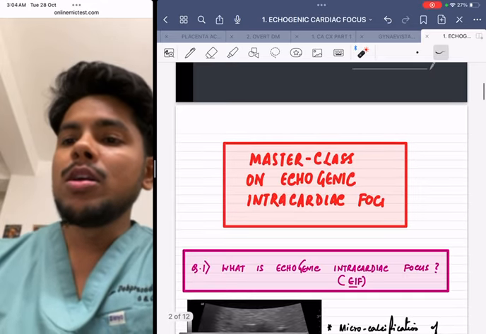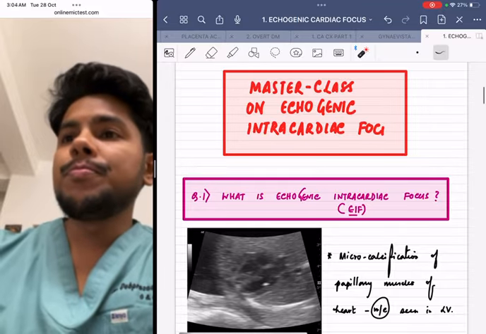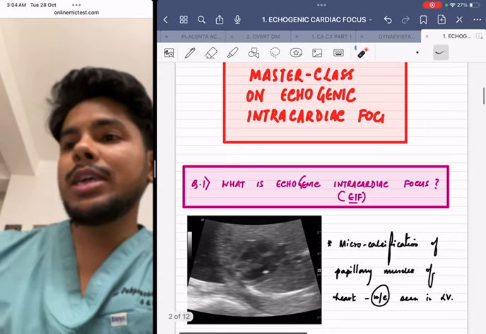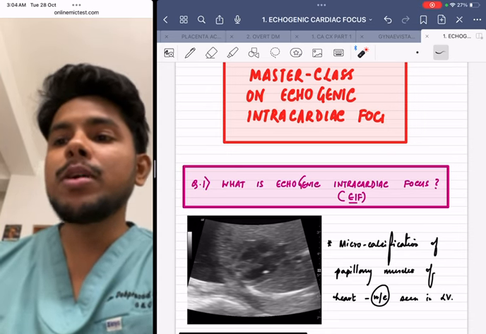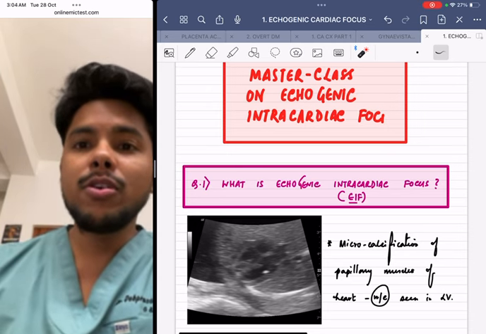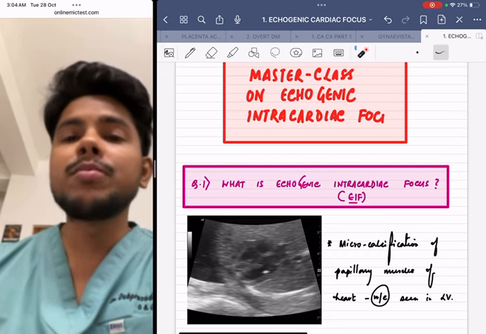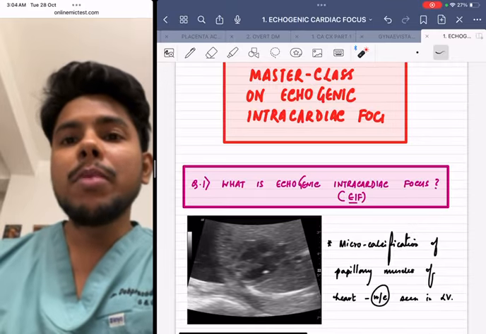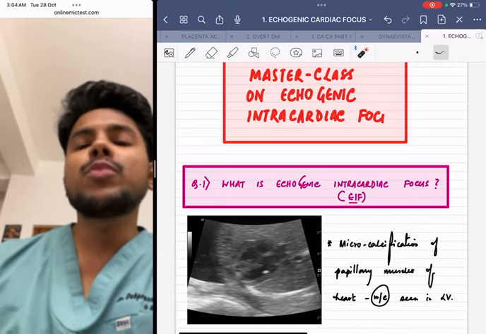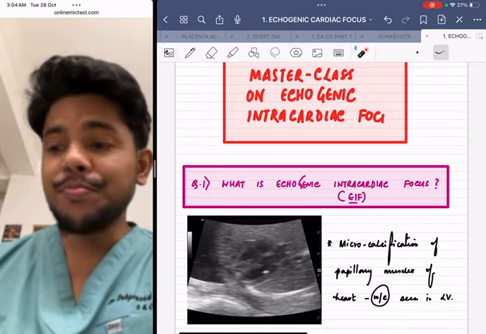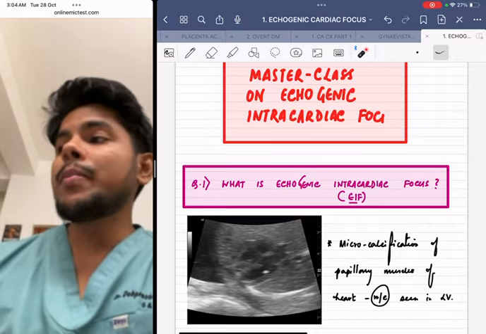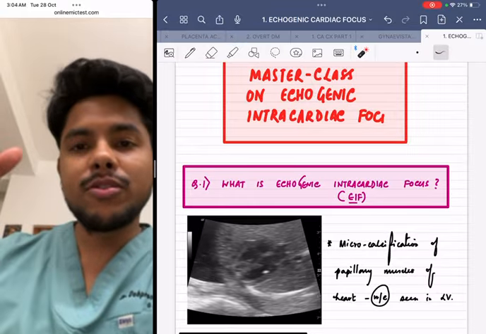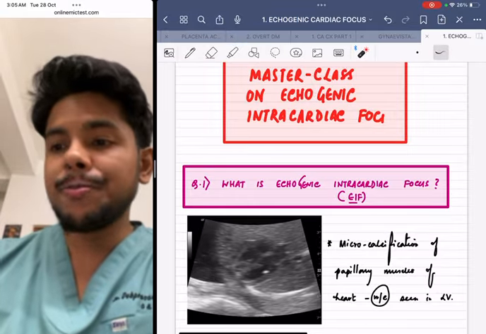Now, I want you to look at the screen now. This fetal echogenic intracardiac focus is nothing but microcalcifications of the papillary muscles of the heart. Now, papillary muscles are tiny conical muscles arising from the wall of the lower chambers of the heart. And with these papillary muscles, we have fibrous string-like structures which support the valvular leaflets.